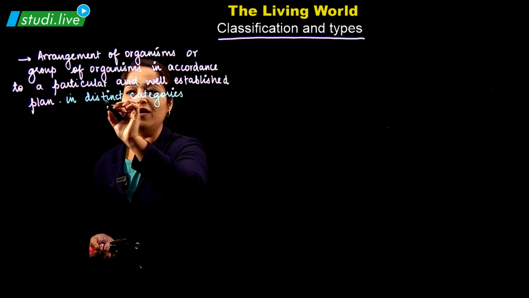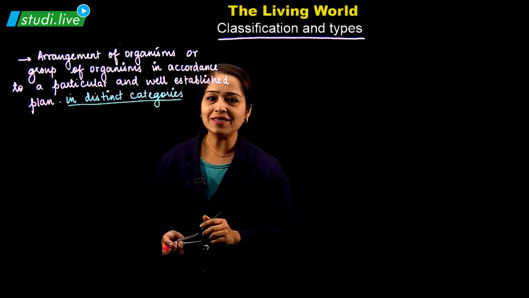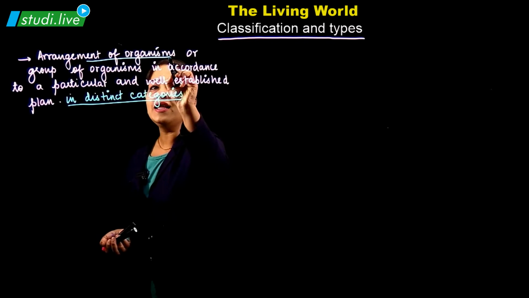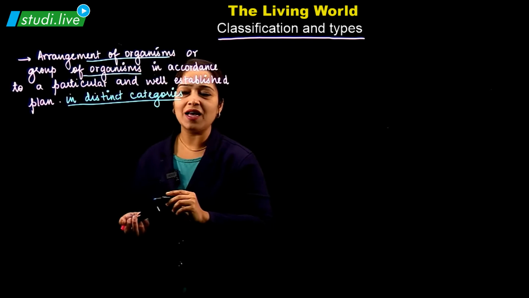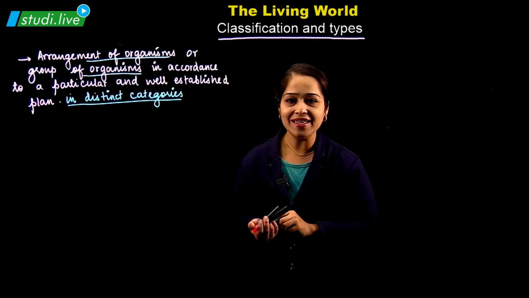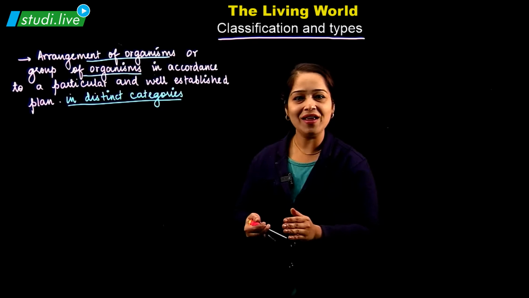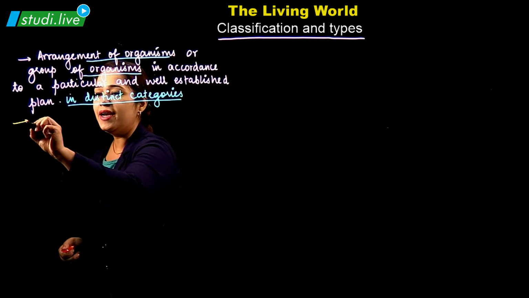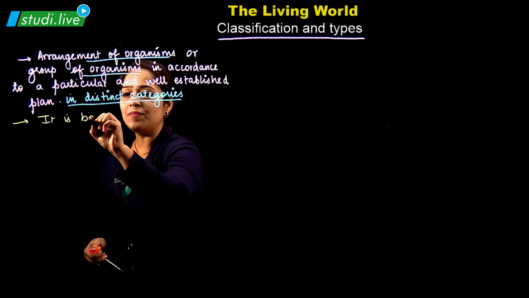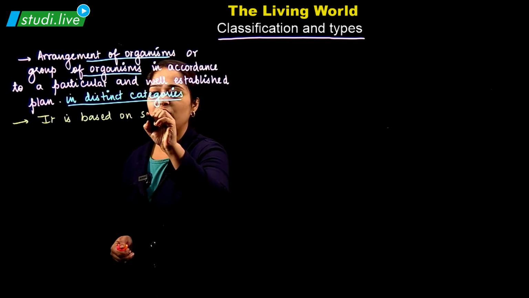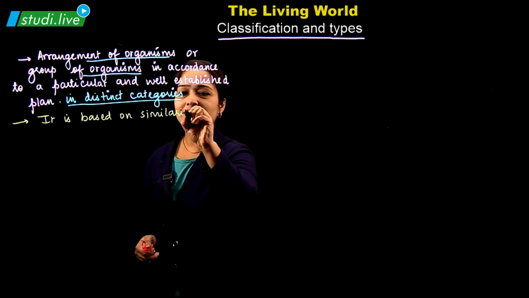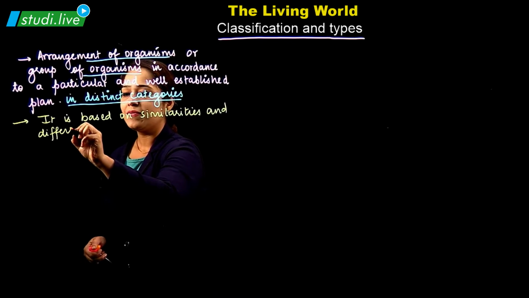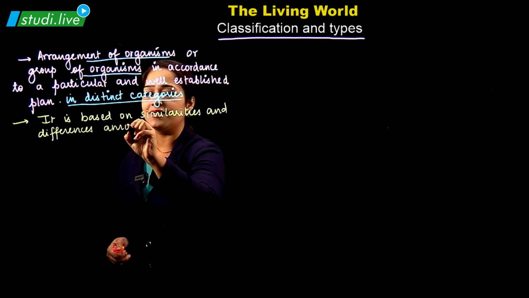When we hear the word fishes, we know that the distinct category is going to be Pisces. So that is the most important thing, that organisms or group of organisms are arranged in distinct categories, and that can be done only after having a proper plan. So this classification is based on similarities and differences among the organisms.